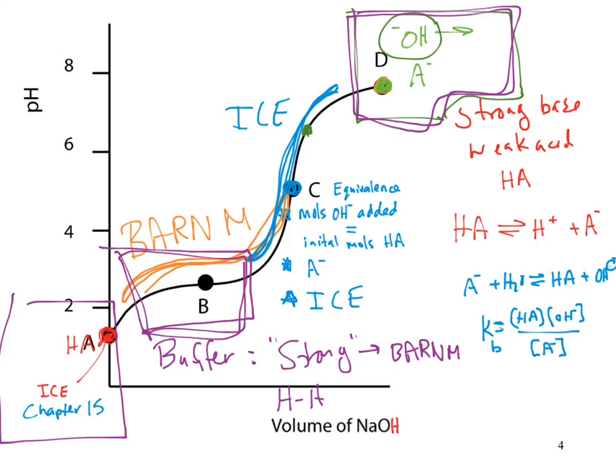If we don't want to use the Henderson-Hasselbalch, we can use an ice chart. Does the exact same thing. Yes, that's when we're looking at weak acids and weak bases.